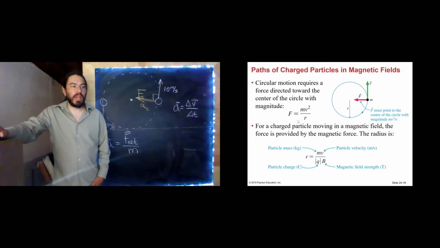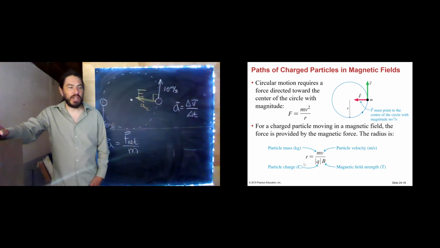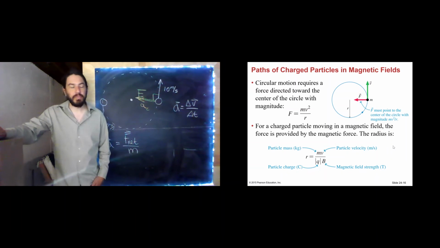We could plug in our formula here for the force on a charged particle and do a little rearranging, and we've come up with this equation here. So this is the radius of orbit for a charged particle moving in a magnetic field. What shows up here: the particle mass, the particle velocity, the particle charge, and the strength of the field that the particle is moving in.